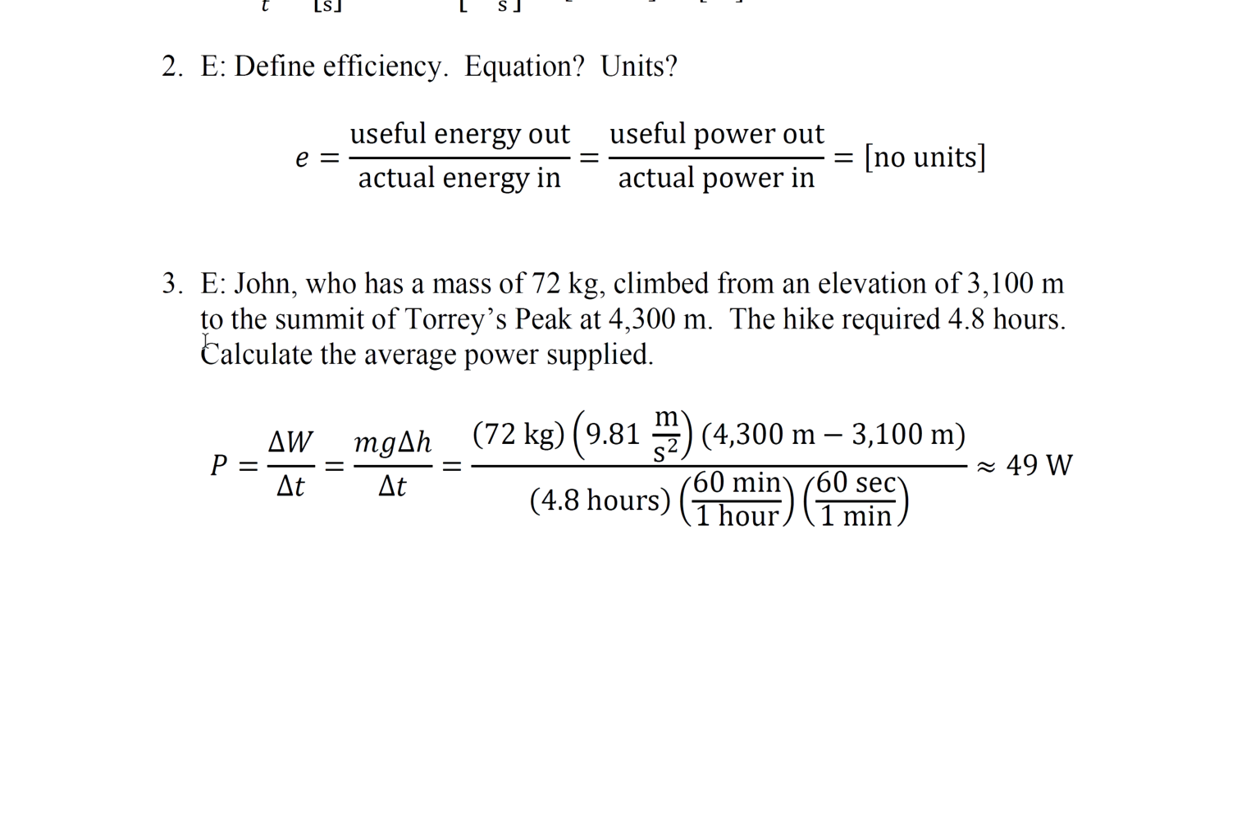Question 3. John, who has a mass of 72 kilograms, climbed from an elevation of 3,100 meters to the summit of Torreys Peak at 4,300 meters. The hike required 4.8 hours. Calculate the average power supplied. So power is delta W over delta T. It's going to be mg delta H over delta T. So you could see we have delta H. We have delta T. Hours was converted to seconds.